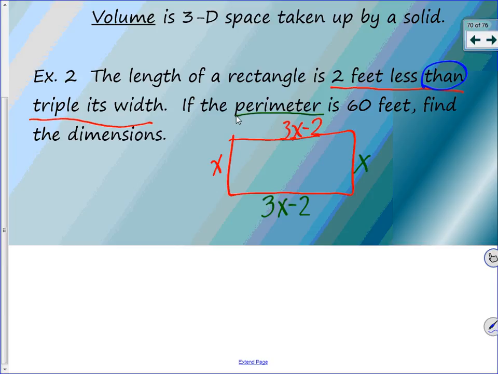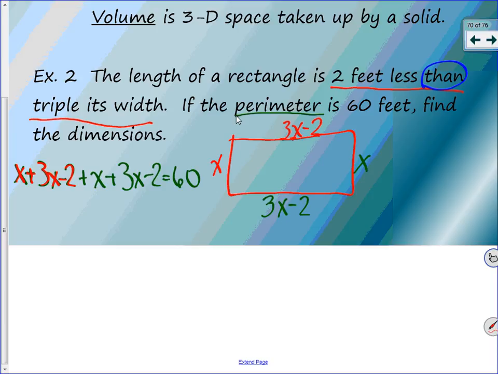Then it says the perimeter is 60 feet. So I can add up all sides to find the perimeter. And so in adding up all sides, I can write x plus 3x minus 2 plus x plus 3x minus 2 equals 60. So essentially what I have done is I've added all the sides together. So the red sides and the green sides, and they equal 60. Because perimeter, again, is distance around. So whenever I see perimeter, again, I label all of the sides, because you don't want to make the mistake of only counting 2 of the 4 sides.